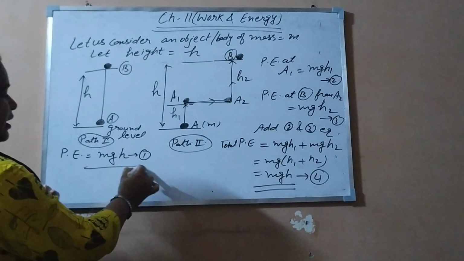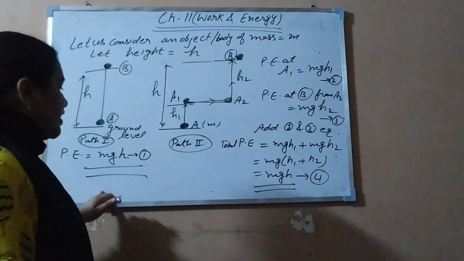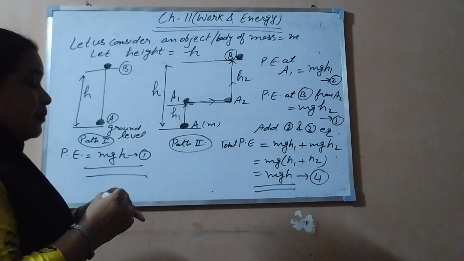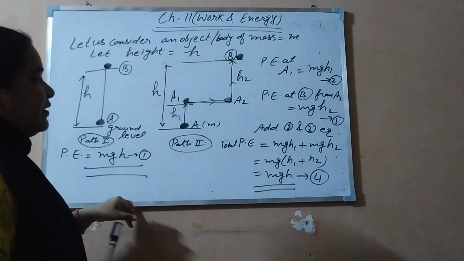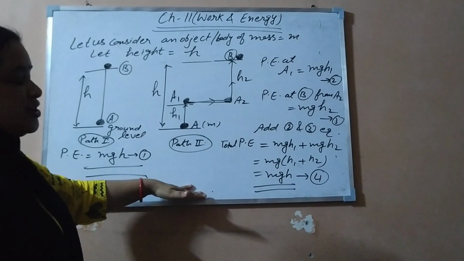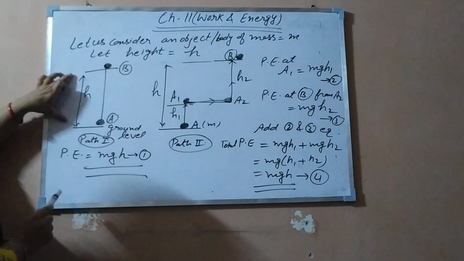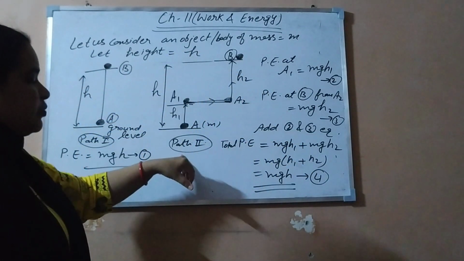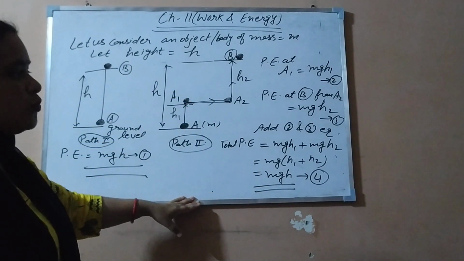By the fourth equation and the first equation, you can see that when the height is the same, potential energy remains the same whatever path is followed by the body. But if you change the height, then definitely there will be a change in the potential energy. So in this derivation today, we have proved that potential energy remains the same when the body goes from the initial position to the final position, even though the path changes. Whatever the path, if the height is the same, the potential energy will remain the same. So you have to practice this today.